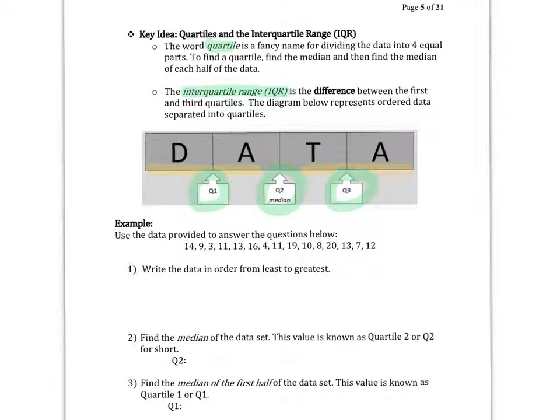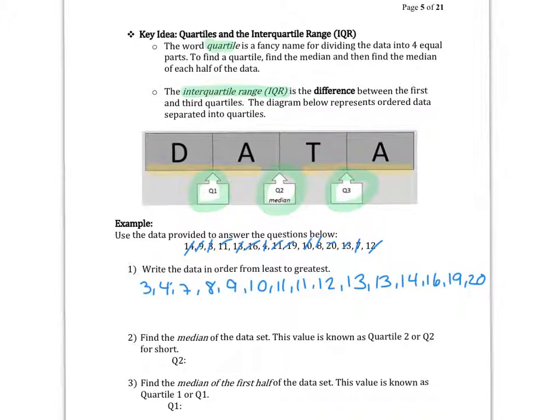So like usual, when we're dealing with data in this example, the first thing you want to do is get it in order from least to greatest. So I'm going to take a second and do that here. Okay, so you can see from my scratch work here that it's a good idea to cross off as you go, so that way you don't miss any numbers, especially if there's doubles involved, because you want to make sure you include every number that's originally in the set.